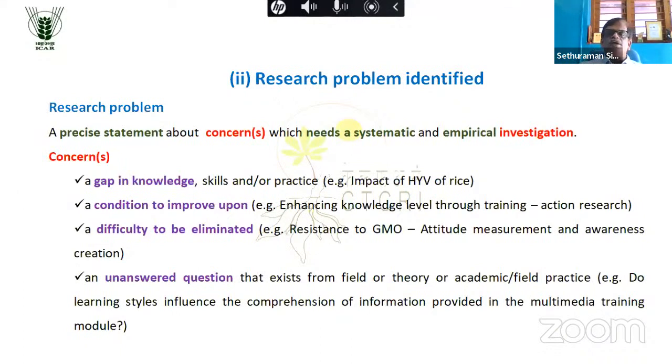Otherwise, if you take some kind of problem which also requires the contribution of scientists from other disciplines, then you are going to be in trouble. So you have to choose the better way, especially at the MSc level. You choose some kind of problem which is more related to extension, and at the PhD level, you try to go for multidisciplinary problems.